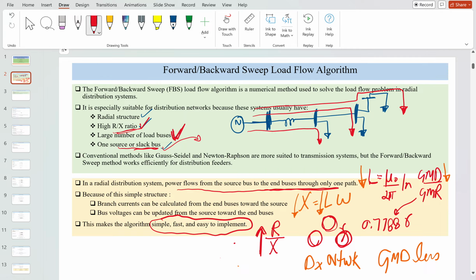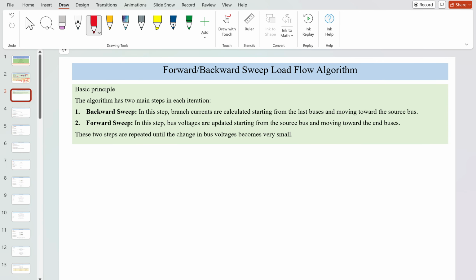Okay, so you just came through that. It is applicable because the distribution network is mostly a radial structure, with a high R by X ratio, a large number of load buses, and only a single source or slack bus. That's why Gauss-Seidel and Newton-Raphson are not well suited for the distribution network and are mostly suited for the transmission system. But the forward and backward sweep method is important for the distribution network to solve for currents and voltages. Let's move forward. The basic principle is that the algorithm has two main steps in each iteration.